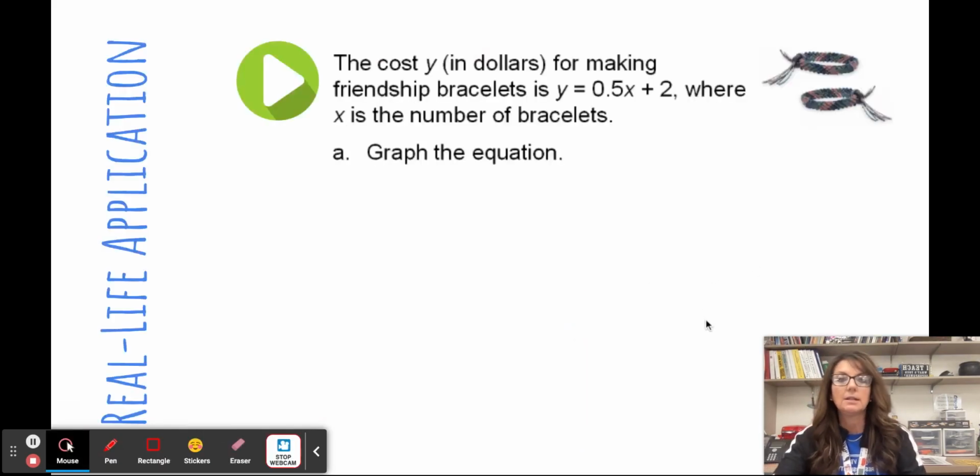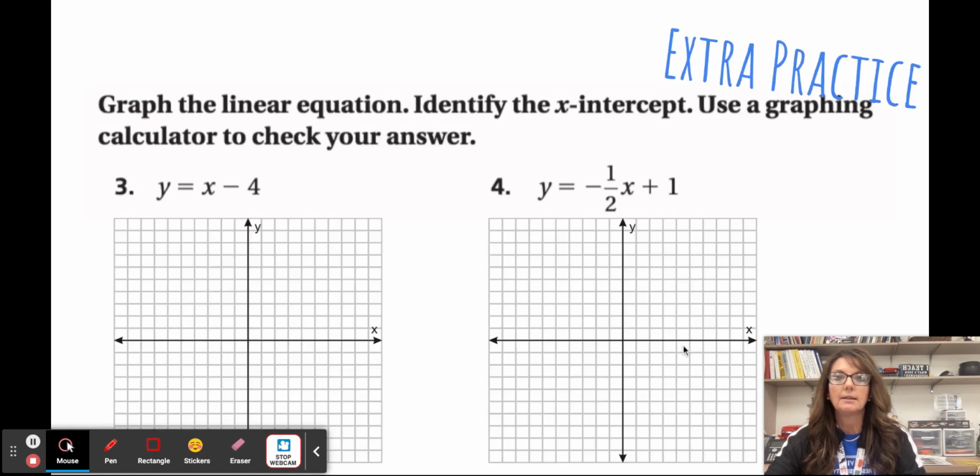If we need to, we can take a look at this in class tomorrow. So we're going to skip it for now. And let's go ahead and graph. Now, it wants us also to identify the x-intercept, which means we're going to have to cross the x-axis on these. So I'm going to have to be very careful. I don't really have any tools that I can make a straight line, so I'll do my best on this.